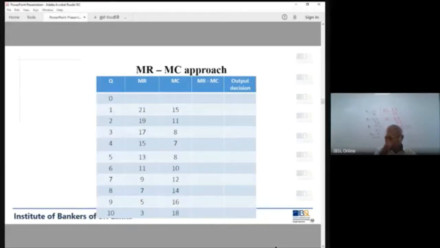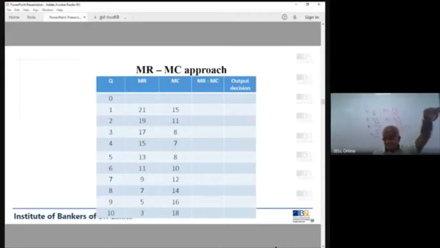Marginal profit decreases, and then it will be negative: 9 minus 12, 7 minus 14, 5 minus 16. At that particular point, there is a point where marginal profit is 0. Marginal profit, not the total profit. Total profit is maximized at 7, between 6 and 7.